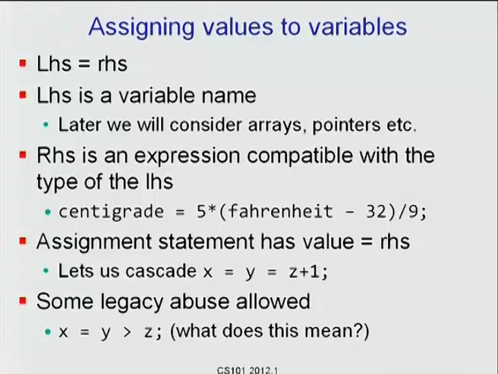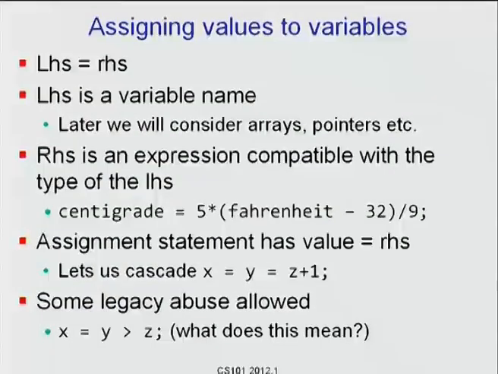And the assignment statement itself has a value, which is the same value as was assigned from the right hand side to the left hand side. And this lets you cascade assignment. So you can say x equal to y equal to z plus 1. So both x and y get the same value in this case. There are exceptions to this. When we come to expression operators, we'll look at that.